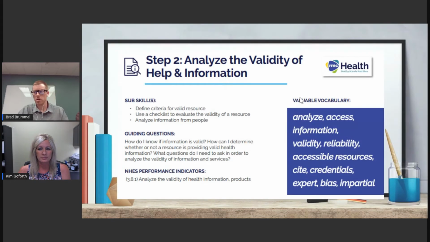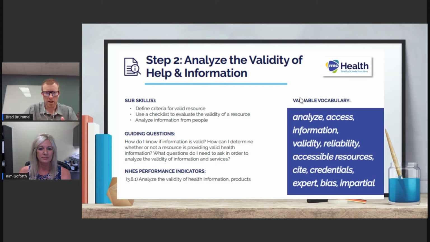So step 2, as we're helping students analyze the validity of health information, I think one of the keys is to have students reflect on when they're in the situation of looking for information or resources. Did I seek this information, or did the information find me? So did this information come to me on a YouTube ad or commercial, or did someone tell me that with an alternative motive, or was I the person that went out and sought this information? Because that makes a big difference as we are analyzing the validity.